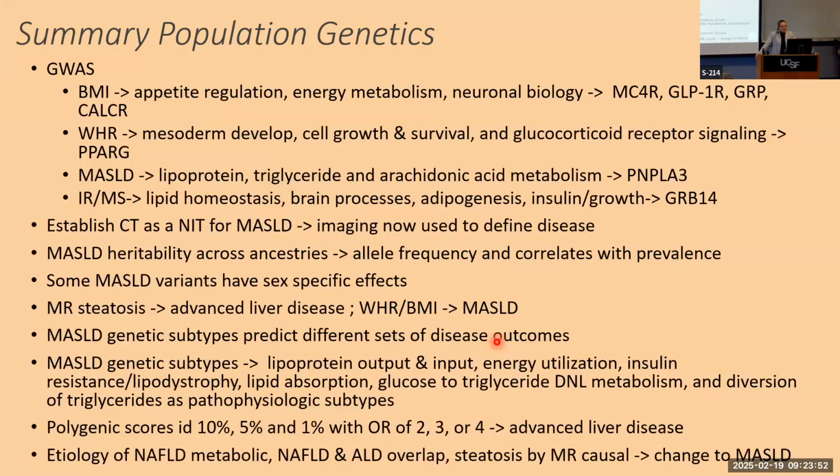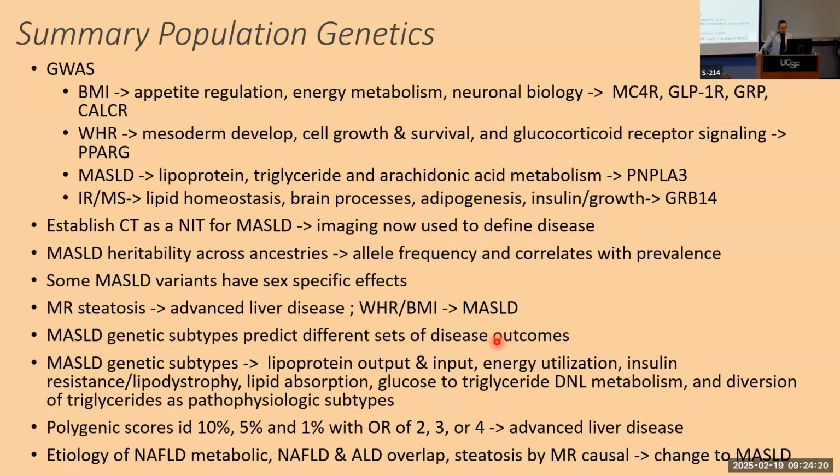So basically using GWAS, we've shown that BMI can affect appetite regulation, energy metabolism, neuronal biology, and identified targets. Waist to hip ratio affects mesoderm development, cell growth, survival, and glucocorticoid receptor signaling and targets. MASLD affects lipoprotein, triglyceride, and arachidonic metabolism and identified targets. And insulin resistance or metabolic syndrome affects lipid homeostasis, brain processes, adipogenesis, insulin growth, and gives you targets.